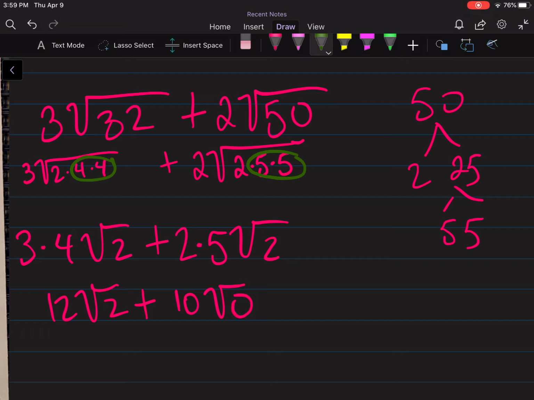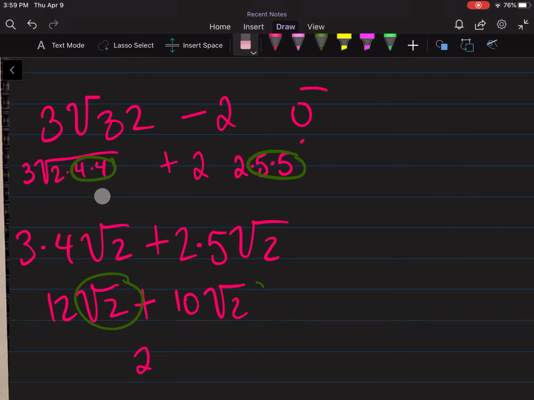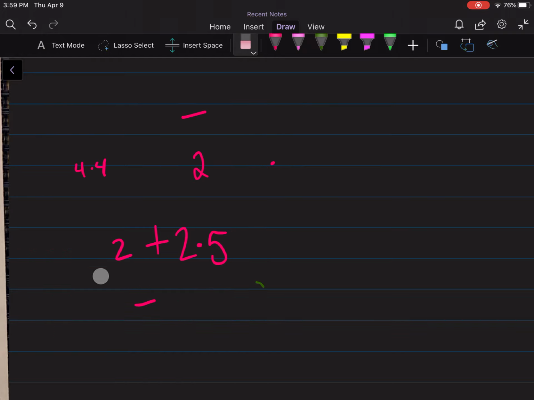And hey, look at this. They're both like terms. They both have 2's on the inside, so I can combine the outside. So 10 plus 12 is 22 root 2. That is your answer. That's what you're going to do for all of them. You're going to make that factor tree family there.